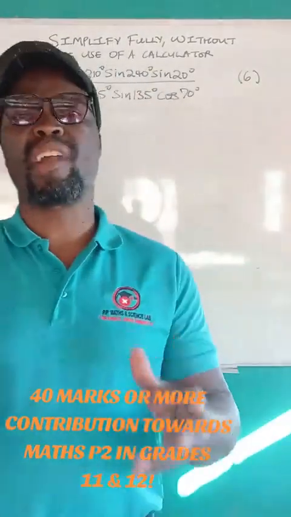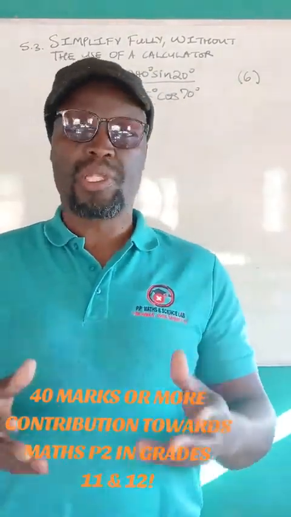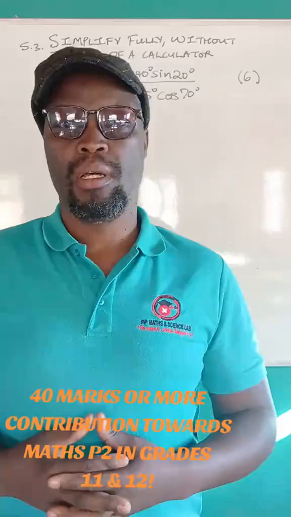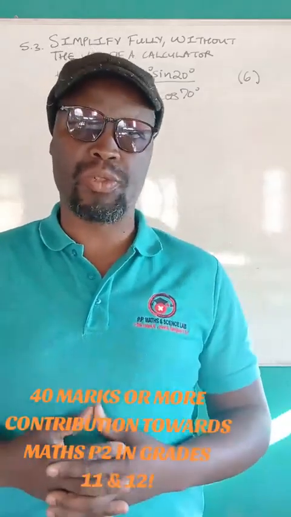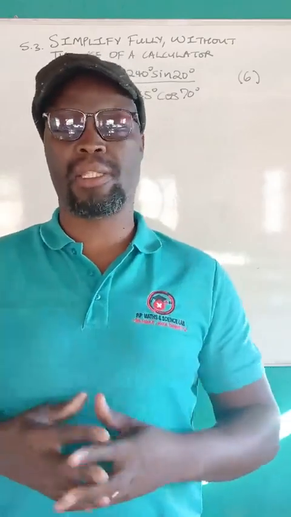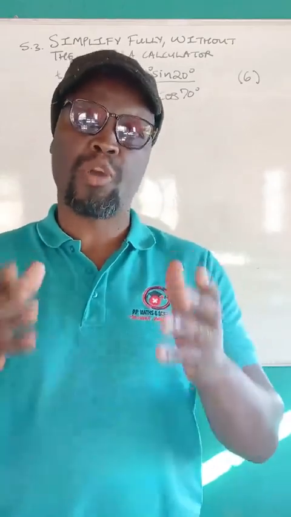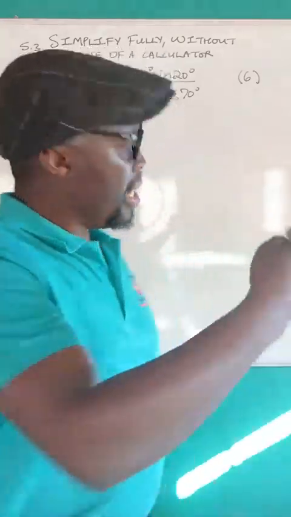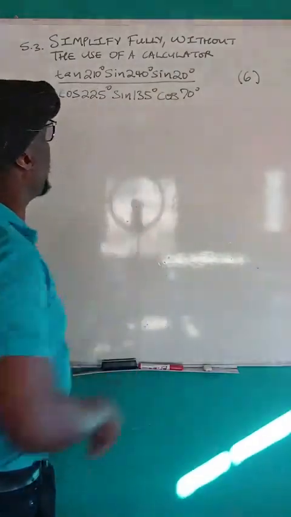Trigonometry is a branch in mathematics which carries a lot of marks. It contributes about a third of the marks allocated to paper 2. And learners need to make sure that they develop a proper understanding in this area so as to collect the maximum available marks. Let us solve the problem given on the board.